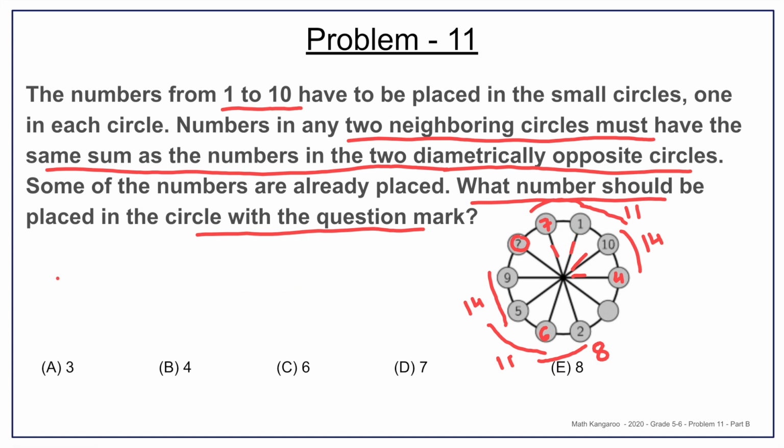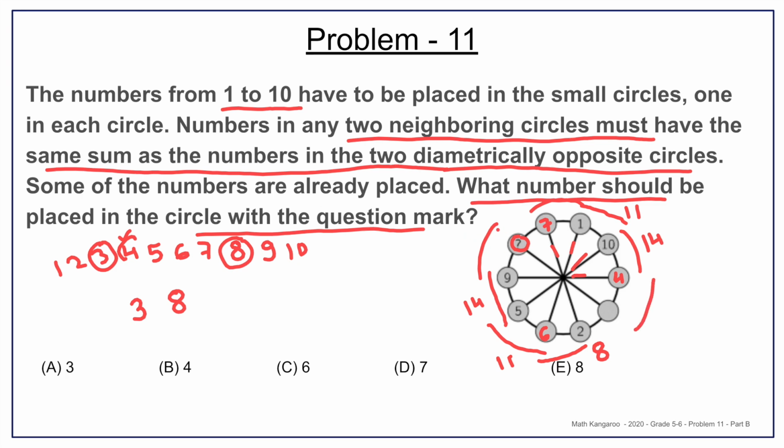Now let us see. We have number 1, 2, 3 is not there. 4 is there. 5 is there. 6 is there. 7 is there. 8 is not there. And 9 is there and 10 is there. So there are two numbers remaining, 3 and 8. And we have two empty cells, this one and this one.